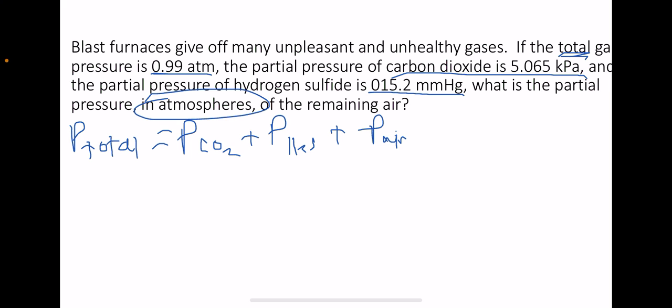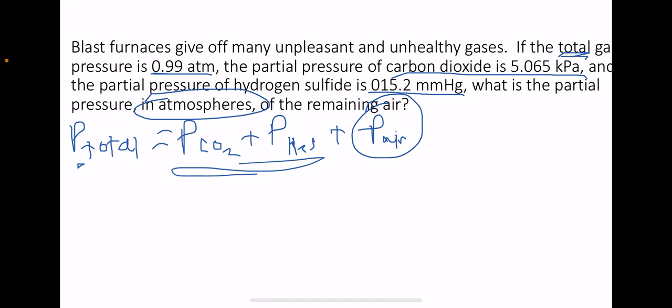We don't know what it is, so we'll just put air. In order to figure out what P of air is, we've just got to subtract these two out of our total, right? But they're not in the same units. So that's a problem for us. We need everything in atmospheres.